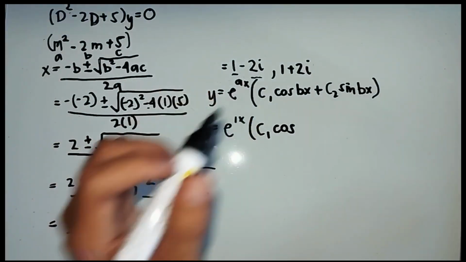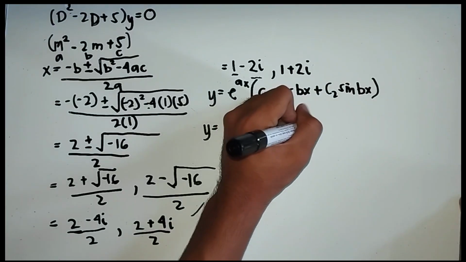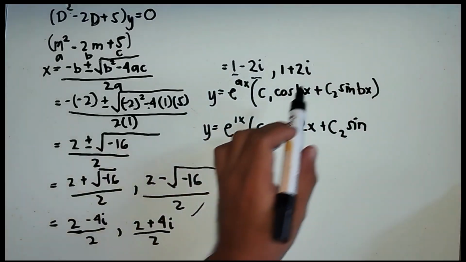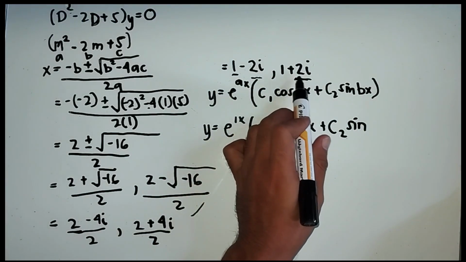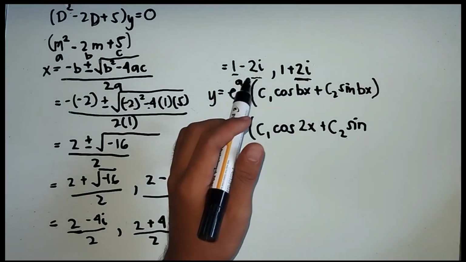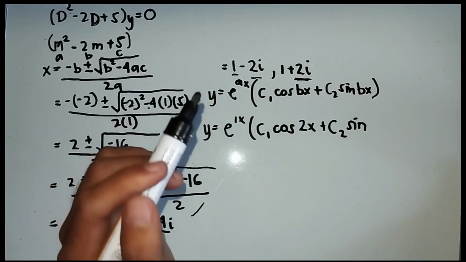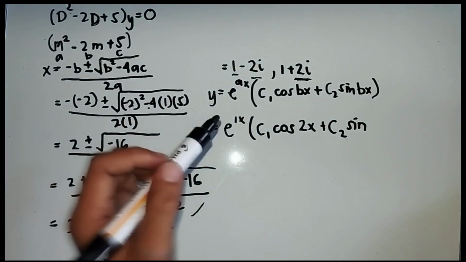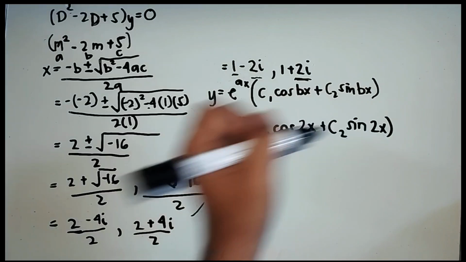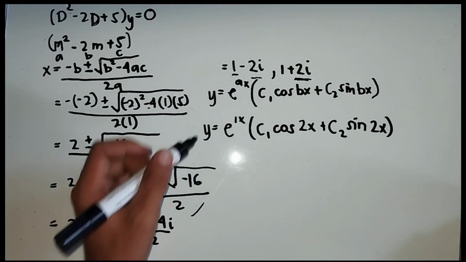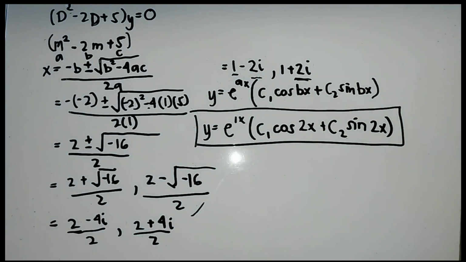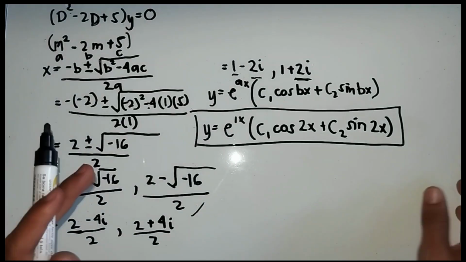So this would be cosine 2x plus c sub 2 sine. Also we're going to use this term, so no matter what the sign is, we're just going to put the 2, so there shouldn't be a negative here. So this would be sine 2x. So right now we already have the solution for this equation with imaginary roots. This would be our final answer.